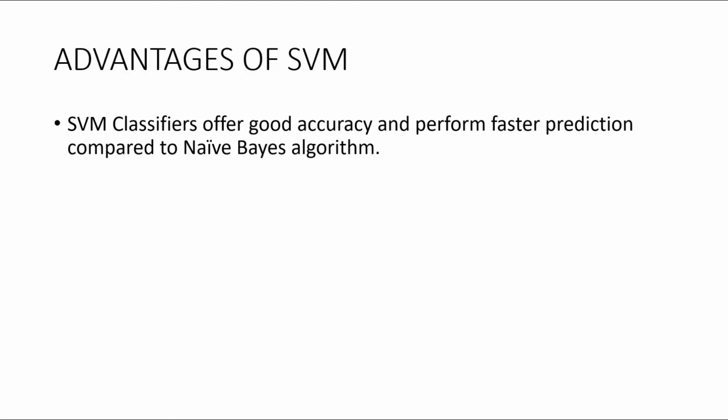Advantages of SVM. SVM classifiers offer good accuracy and perform faster prediction compared to the naive Bayes algorithm. They also use less memory because they use a subset of training points in the decision phase. SVM works well with a clear margin of separation and with high dimensional space.